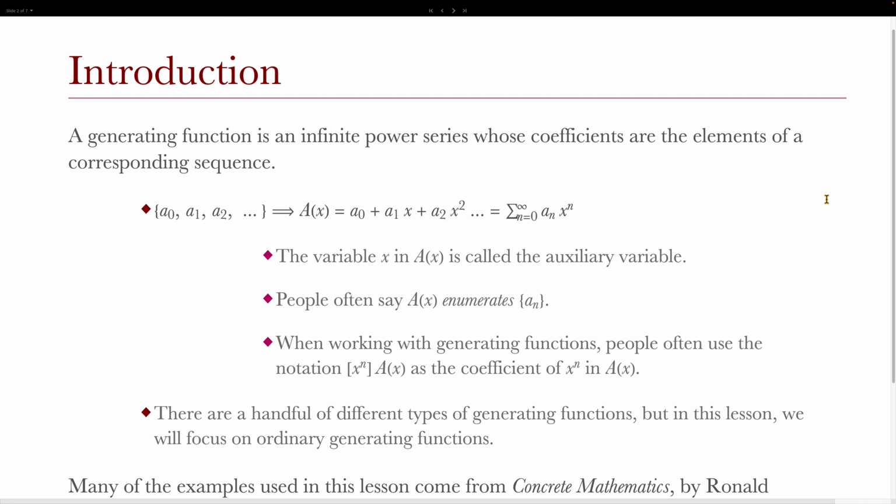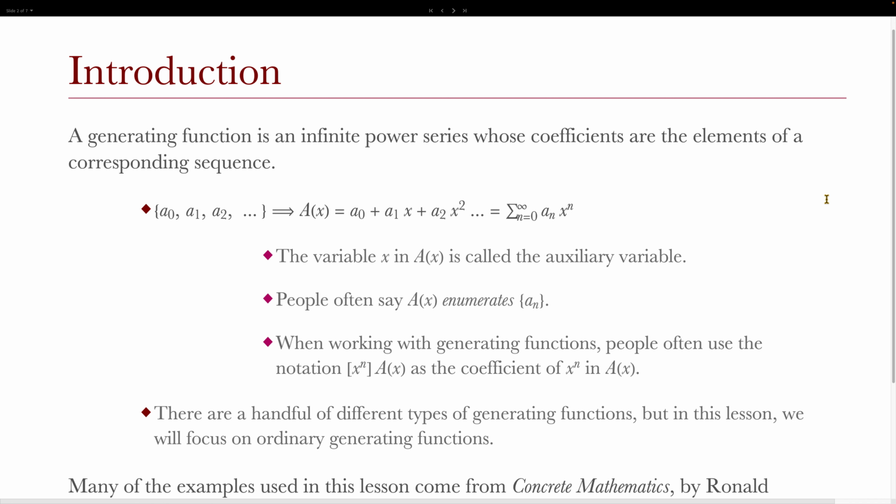When working with a generating function, the variable x in big A of x is called the auxiliary variable. Sometimes people say big A of x enumerates the sequence a sub n. Along with that, when working with generating functions, people often use the notation of x to the power of n in brackets, big A of x, as the coefficient of x to the power of n in big A of x. Now, there are actually a handful of different types of generating functions, but in this lesson, we'll focus on ordinary generating functions.